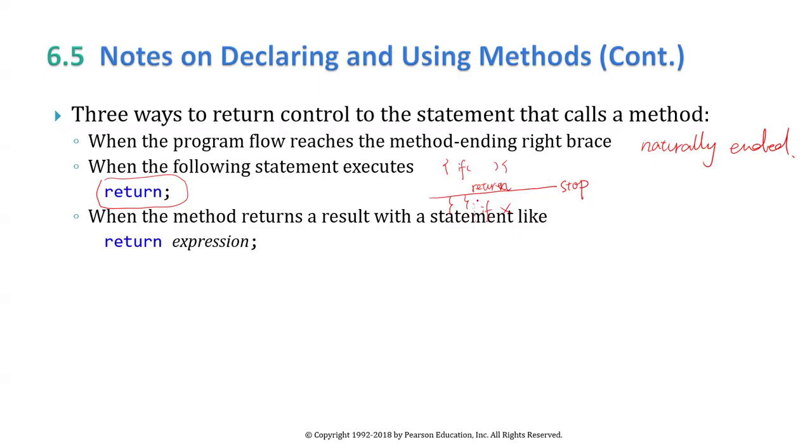And also we have another method that returns a result with a statement like return expression. Suppose we are going to return A plus B over B. That means if A is 1 and B is 2 over B, so this will return false. However, we have to know that it is an expression. And that is the 3 ways to return control to the statement that calls a method.